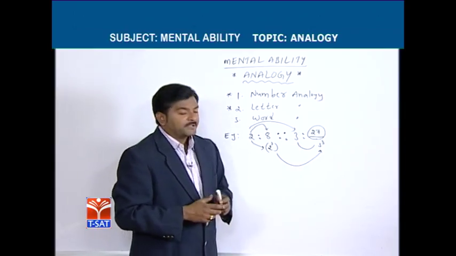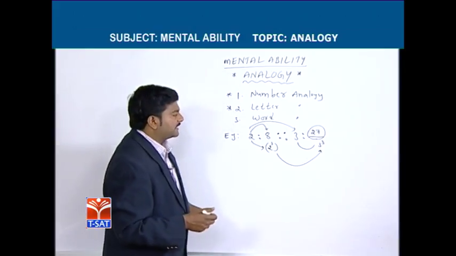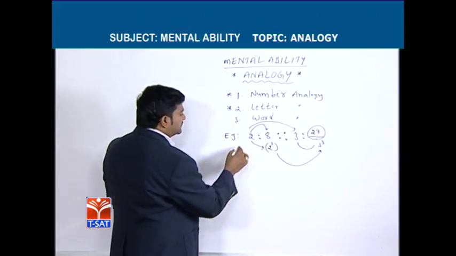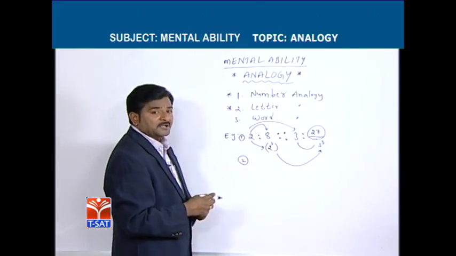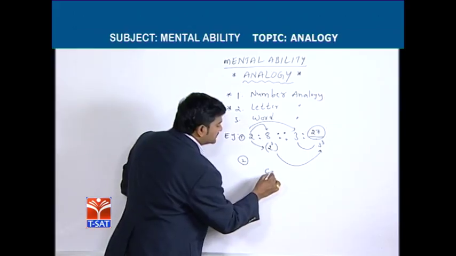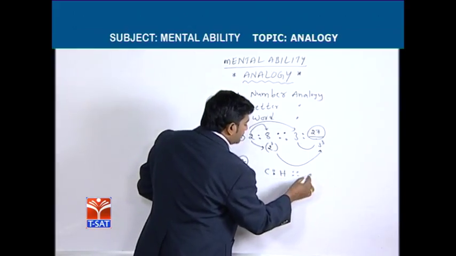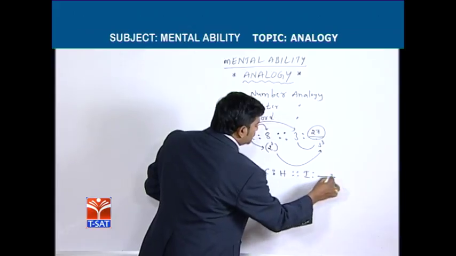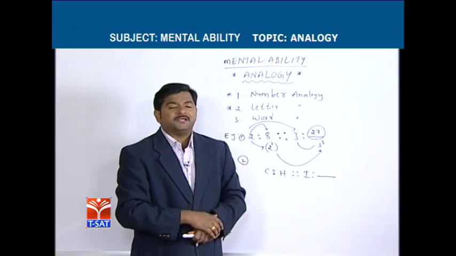So this is the example for number analogy. Similarly, if you take letter analogy, I am taking simple examples. Let's say one question is given like this: C is to H is as I is to dash. C is to H is as I is to dash.